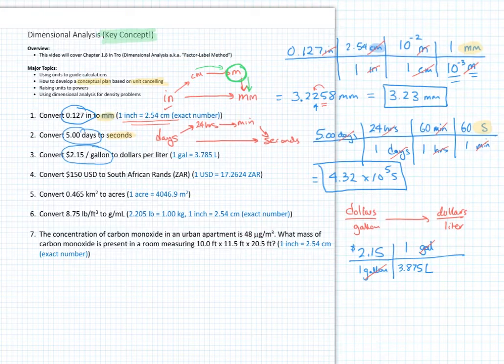And if we take a look at the units that are left after we've canceled them, I have dollars on the top and liters on the bottom. Those are the only units that are left. So therefore, those are the only steps we need to do in this calculation. It's actually a 1-step calculation. So this turns out to be 0.568 dollars for every 1 liter.